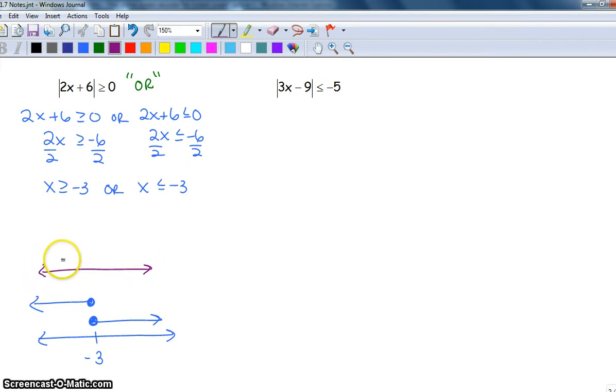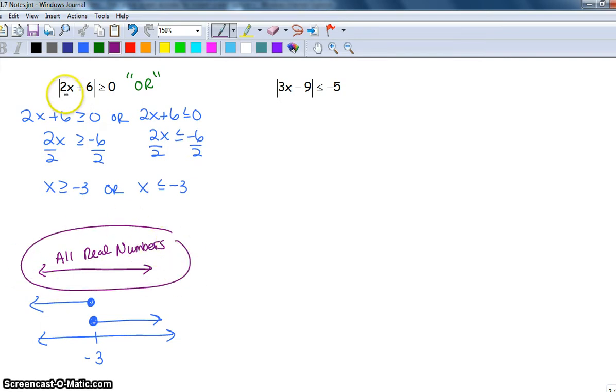So we've got a special case here. This is all real numbers. So any case there is going to make that true. And that should make sense because absolute value will always be a positive number, which means that no matter what number I put in there, it's always going to be larger than 0, because positive is always larger than 0.